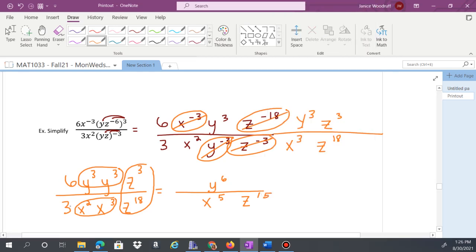All right, now my numbers. What do I do with these? Yep, you just divide. It's just 6 divided by 3. So that's just 2 in the top. So there's your answer: 2y to the 6th over x to the 5th, z to the 15th.